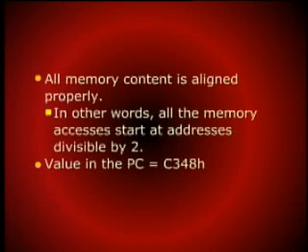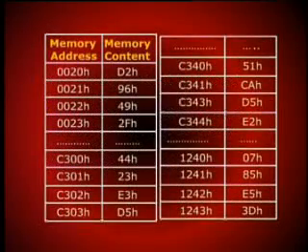Just as an example, we take an arbitrary value available in the program counter as C348 in hex. The next table shows a partial memory map with assumed values. At a memory address, for example, 20 hex, we assume the contents to be D2 hex, and so on. The data is available in the memory and it has been arbitrarily assumed. For different programs, we will have different data and different addresses. It depends on the program and the assembler.